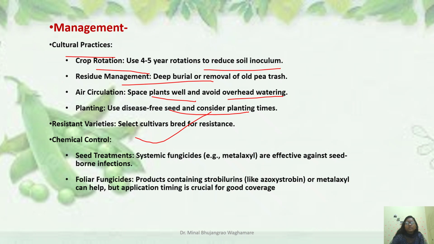Coming to the seed treatment, systemic fungicides such as metalaxyl are effective against seed-borne infection. Other than that, azoxystrobin and metalaxyl can also help as foliar application. The first application can be done when the initial symptoms appear, and another application can be provided 15 days after the first spray, if needed.